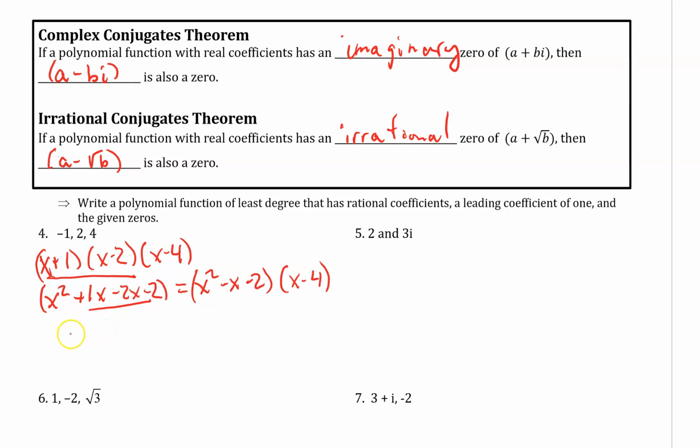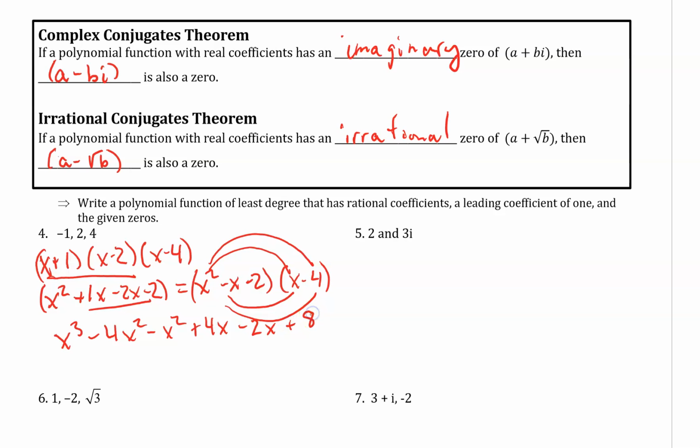And we get x cubed minus 4x squared minus 1x squared plus 4x minus 2x plus 8. Now we're going to combine like terms. So I have x cubed minus 5x squared plus 2x plus 8.